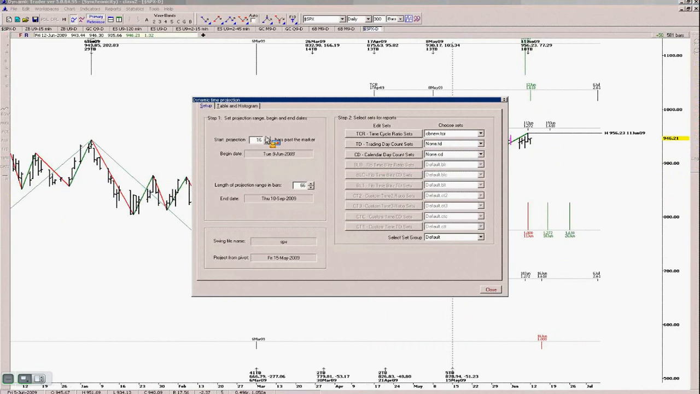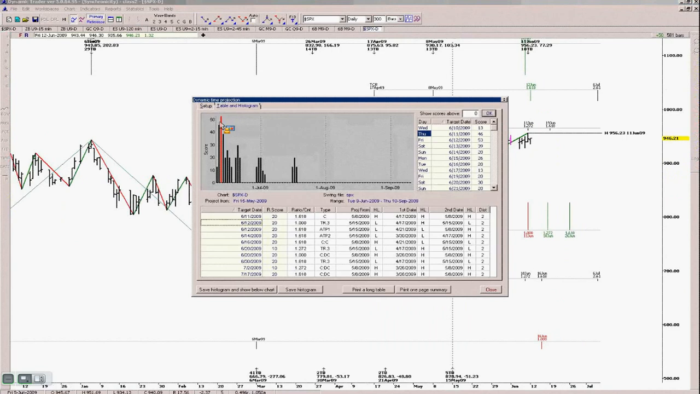Okay, I'm going to start it 16 bars forward so that we can see those other cycles, or the cycles that we're on top of right here. We'll see what the histogram looks like. So click on Table and Histogram, and then it shows you here, it actually shows you the cycles. You're going to see down below, where it says target date, it actually tells you the ratio and the cycle and what it's projected from.